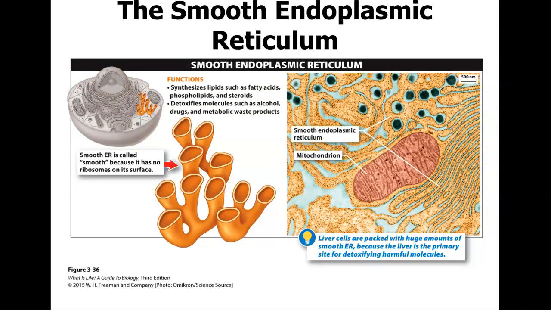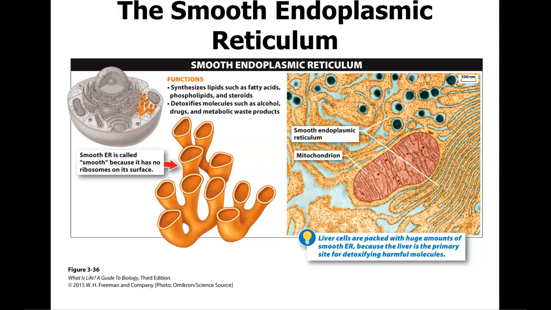Once they've done that, then they will go to the Golgi apparatus for export. Next, you have your smooth endoplasmic reticulum. This one is going to help synthesize, which means to produce or make, lipids such as fatty acids, phospholipids, steroids. It's also going to be responsible for detoxifying molecules such as alcohol, drugs, and metabolic waste. So the more smooth ER you have, the better your body is at breaking down chemicals and things that you bring into your body that could be toxic.